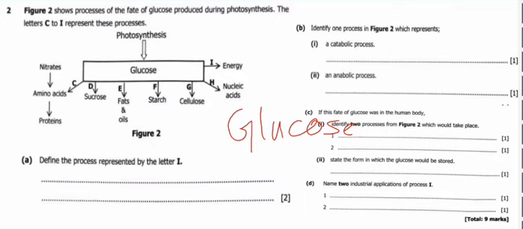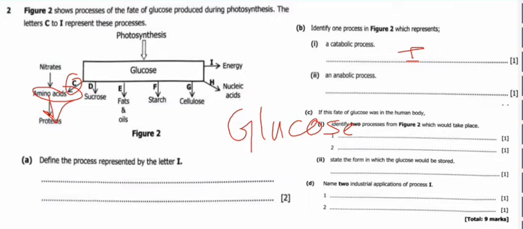So we have to choose here the letters. As for a catabolic process, we are going to choose I. Then as for the anabolic, we are going to choose what? C. Why are we choosing C? This is because here we are having the amino acids. And the amino acids are the building blocks of what?